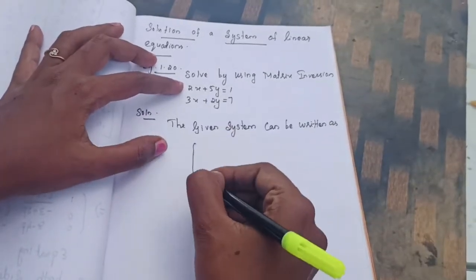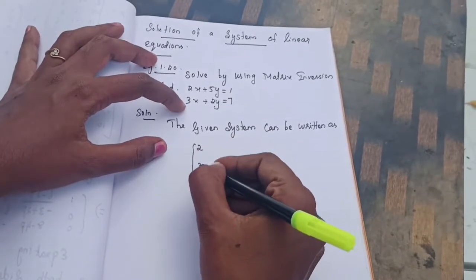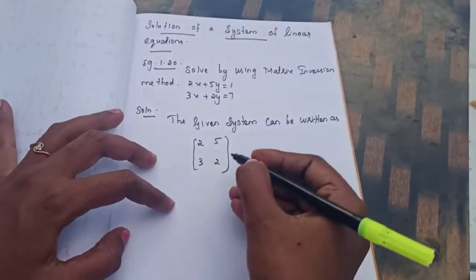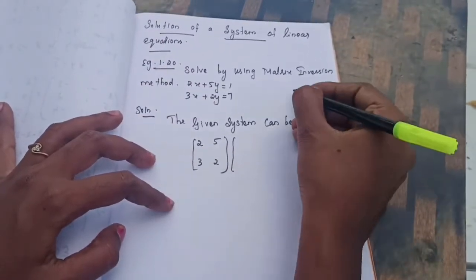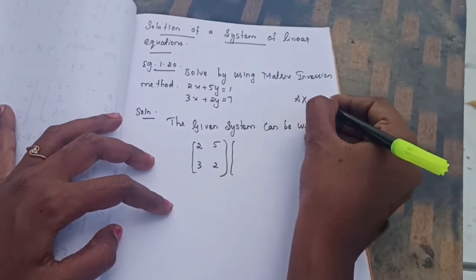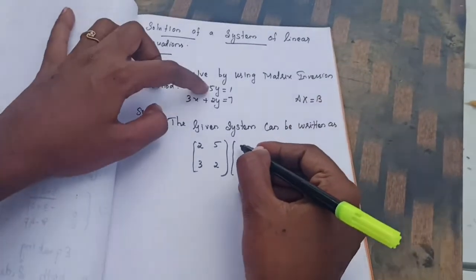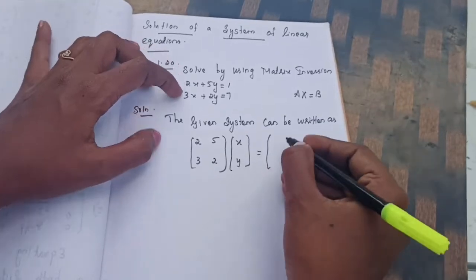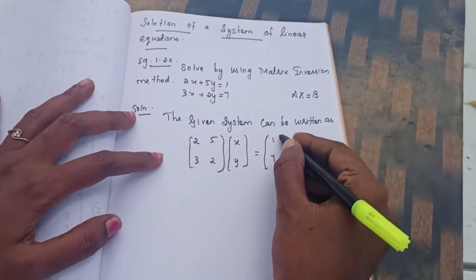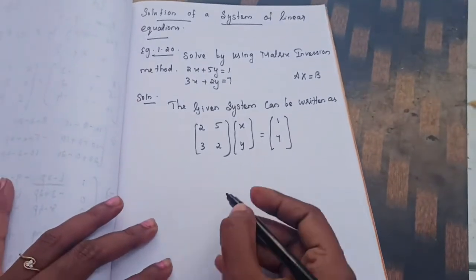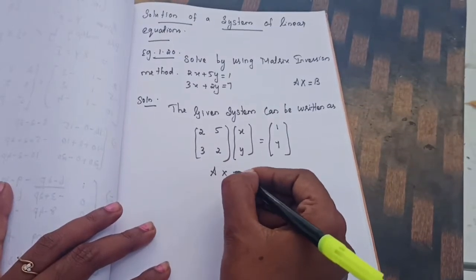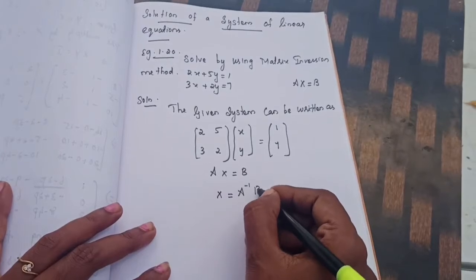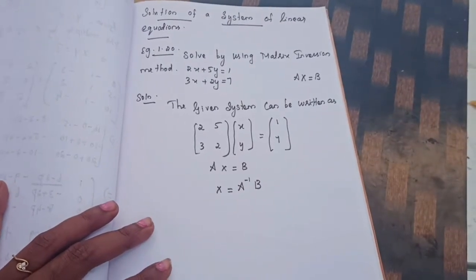So how will you write? My A means here it is 2, here it is 3, then here it is 5, here it is 2. This is A. Understand? Then X, that is capital X, here what are the variables? x and y are the variables. Is equal to, what are the constants here? 1 and 7. Now it is in the form of AX is equal to B. If you bring A to that side, so what will happen? A inverse B. Understand? I hope you got it.